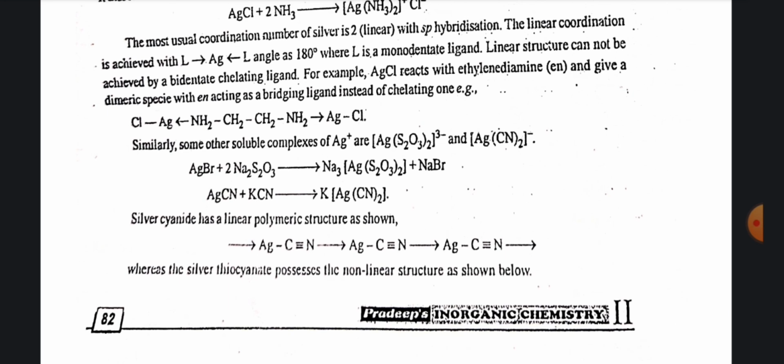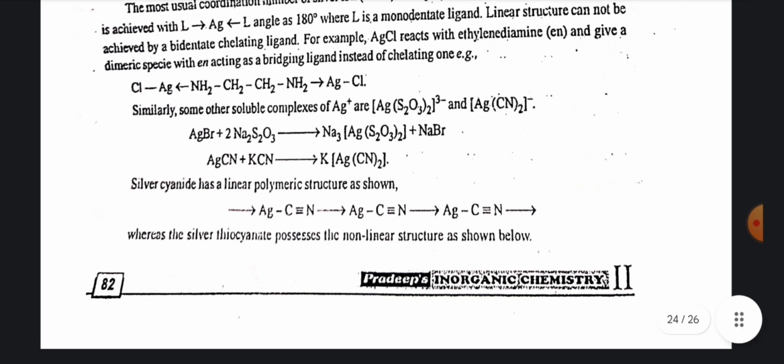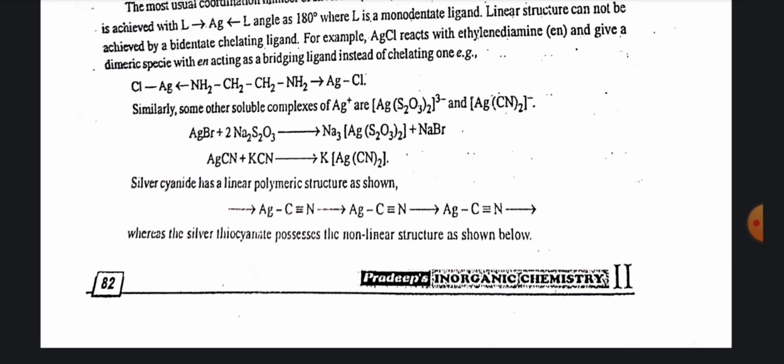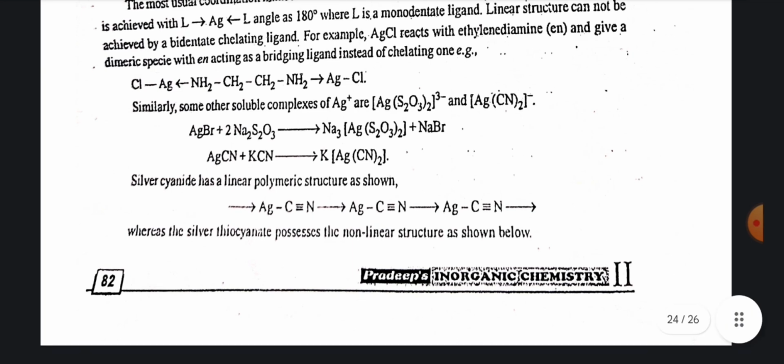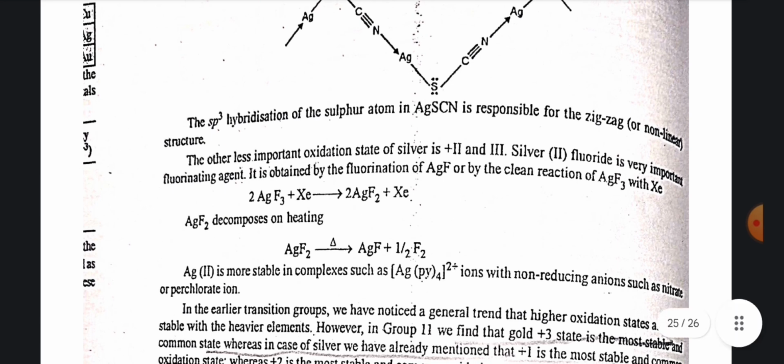The linear coordination is achieved with the L-Ag-L angle being 180 degrees, with L a monodentate ligand. The linear structure cannot be achieved by a bidentate chelating ligand. For example, AgCl reacts with ethylenediamine and gives a dimeric species with en acting as a bridging ligand instead of a chelating one. The sp3 hybridized sulfur atom in AgSCN is responsible for the zigzag structure.